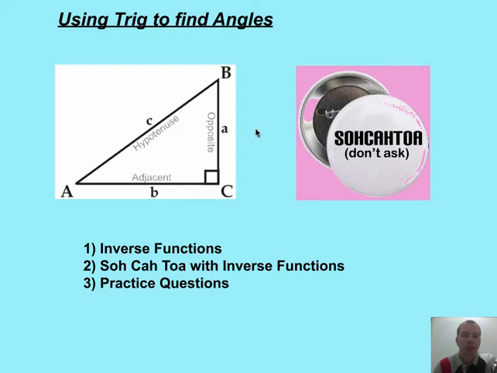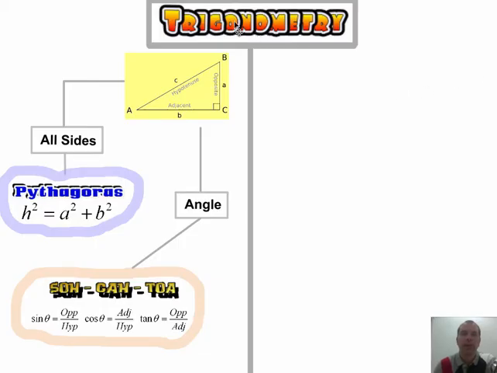On this second video, we're going to be using trigonometry to find angles. Here's a little formula sheet for the chapter. We know that if we have a right angle triangle and we have all sides, then the formula we're going to use is the Pythagorean theorem. But if there happens to be some sort of an angle on it, then we're going to use SOHCAHTOA, right?